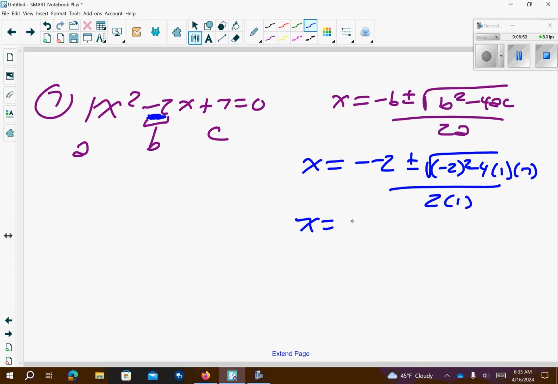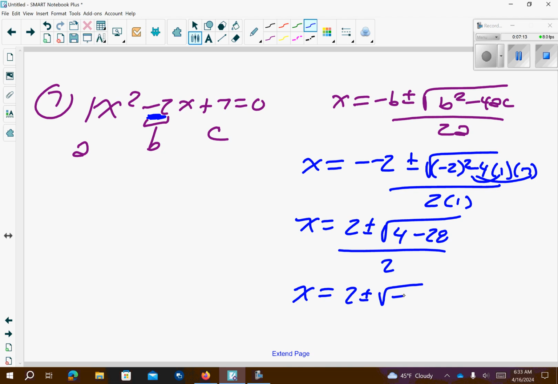So negative negative 2 is 2 plus or minus negative 2 squared. Negative 2 times negative 2 is 4. Negative 4 times 1 is negative 4. Negative 4 times 7 is negative 28. That's negative 24.